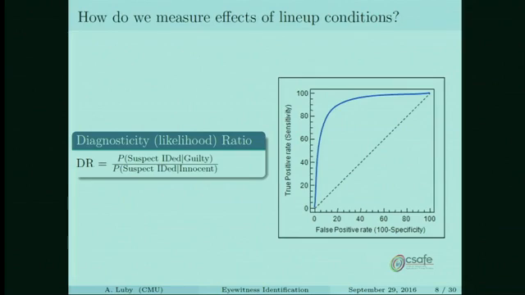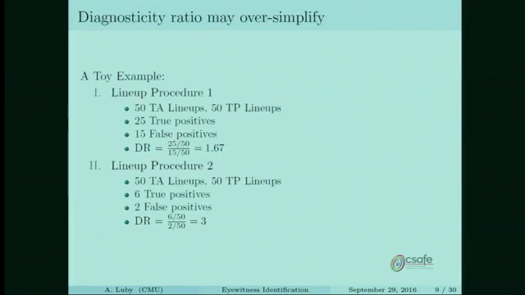So I have a couple issues with both of these methods, which I'll talk about now. So the first is that the diagnosticity ratio may oversimplify the lineup data. So this is just a toy example. So let's say we do 2 different procedures and we want to know which one is better. So in the first procedure, let's say we have 50 target absent lineups, 50 target present lineups, and we get 25 true positives and 15 false positives. So that gives us a diagnosticity ratio of 1.67.